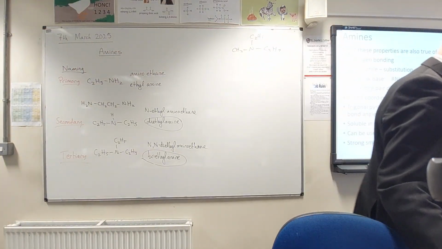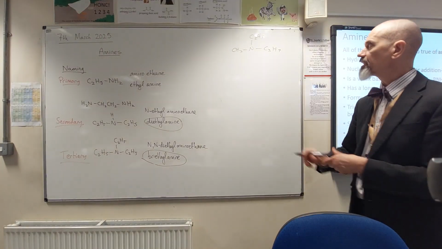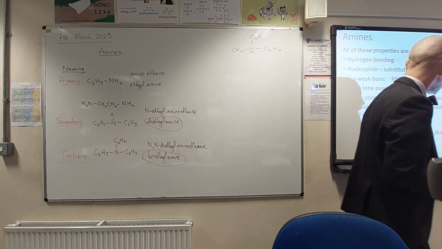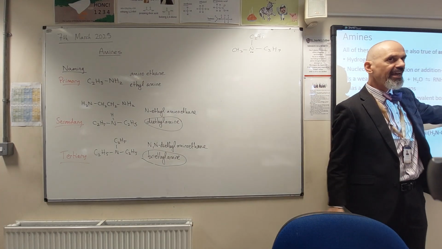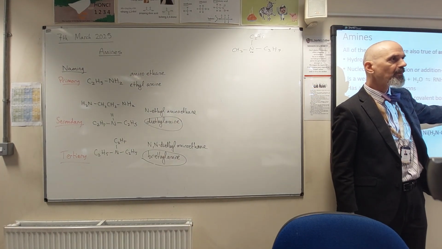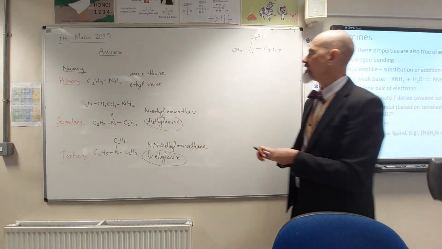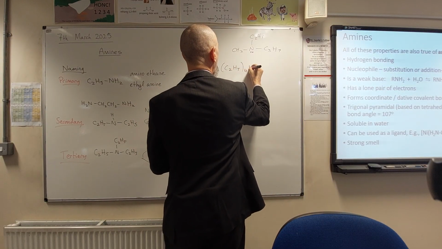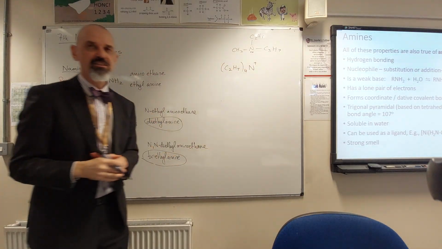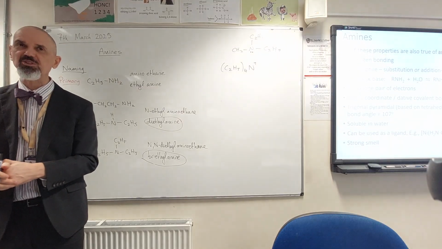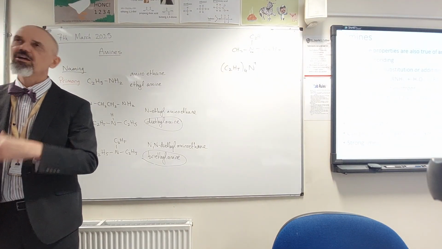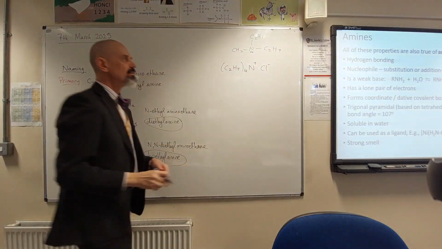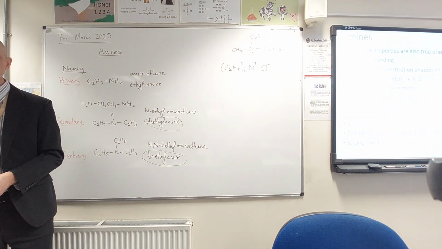But we can go further, because we know that our nitrogen has a lone pair, and we know that our lone pair can be donated to another group. So there's nothing to stop us from having four ethyl groups around a nitrogen. The nitrogen would then have a positive charge, so we might find that as a salt.